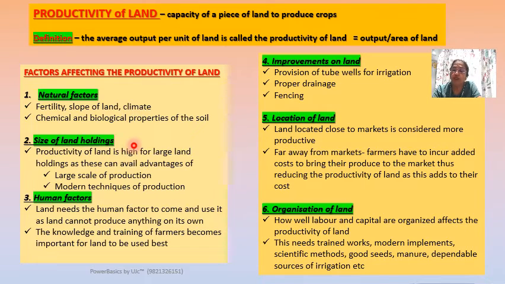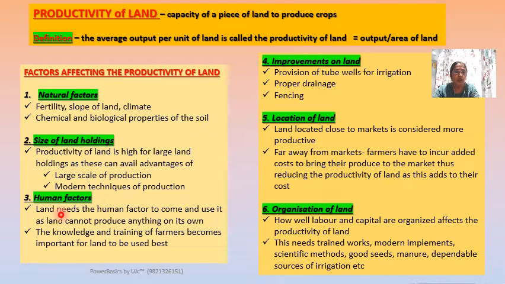Second, size of land holdings, which means 1 acre, 5 acres, 10 acres, 20 acres. A land holding size means how much land do you hold? How much land do you own? Productivity of land is high for large land holdings, as these can avail the advantages of large scale of production and modern techniques of production. If you have a tiny piece of land, you can't run a tractor on it. You have a big piece of land, you can run a tractor, you can use modern technology, you can produce in large quantity. So the larger the size holding of the land, the more productive the land is.